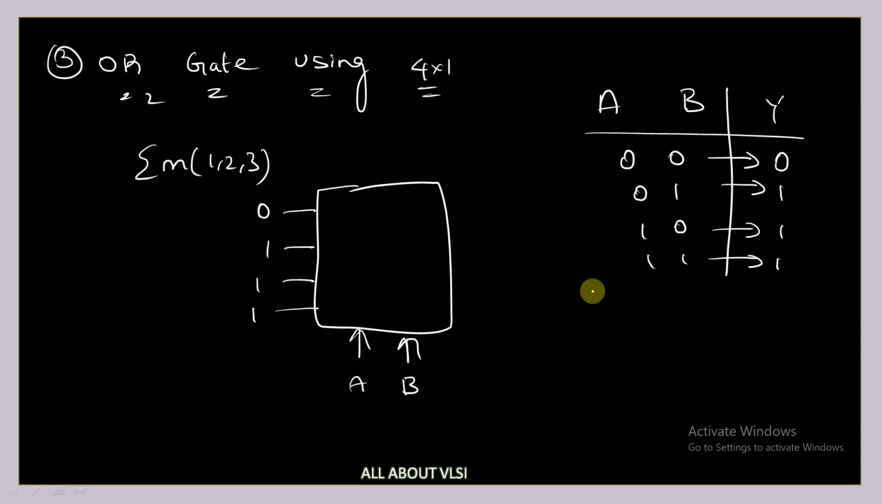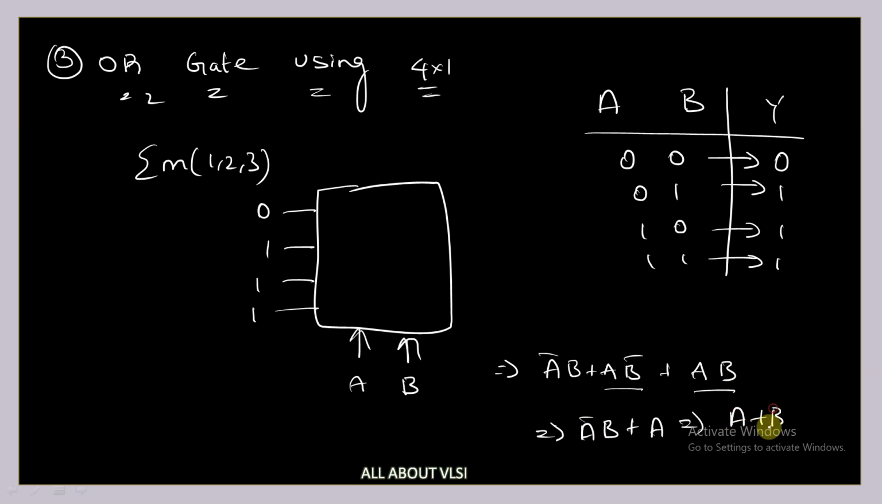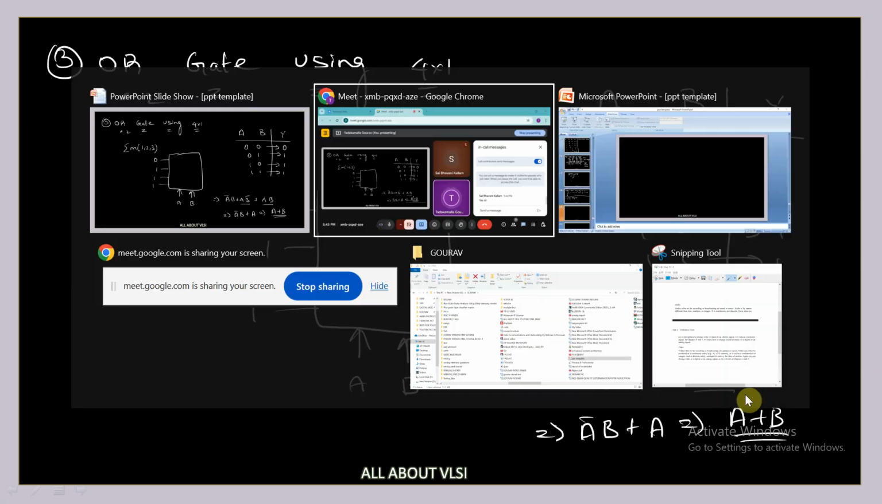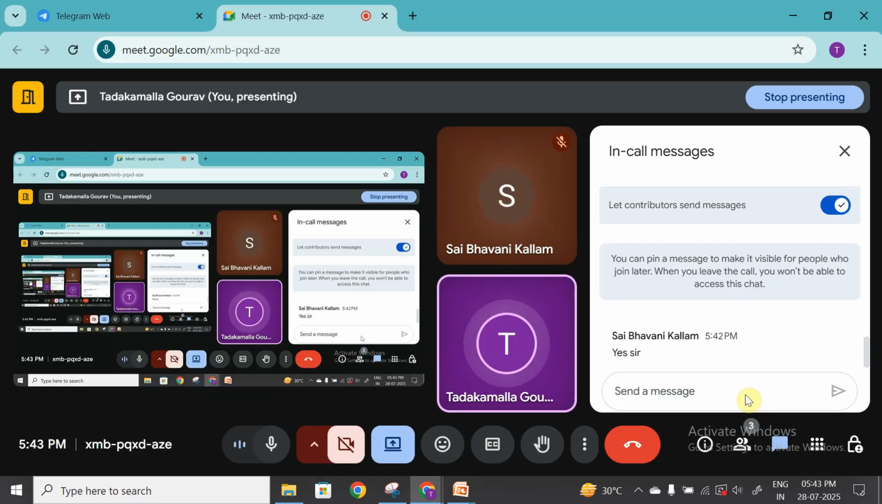You can substitute in the equation also, and we'll get A plus B. So this is A bar B plus A B bar plus AB. You can take the common: A bar B, plus if you take A as common, then you will get A, and this is nothing but A plus B. Is it clear how we are implementing this OR gate using 4 cross 1 mux?